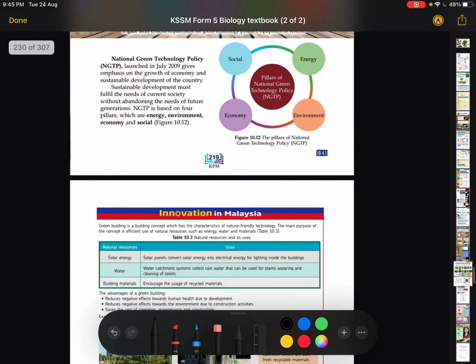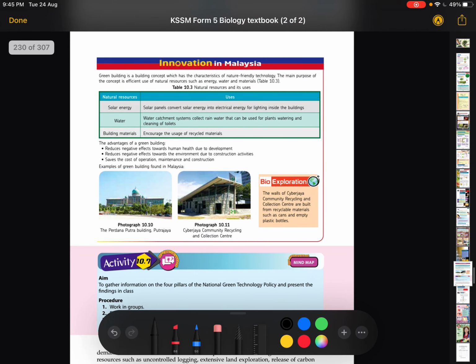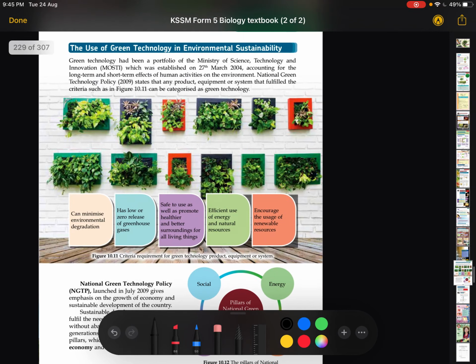So for example, let me see if there's any examples here. I don't know if there's any examples here. Or here, for example, solar energy, water catchment systems, and using recycled building materials. Or you can also do the green wall, because green wall has plants.